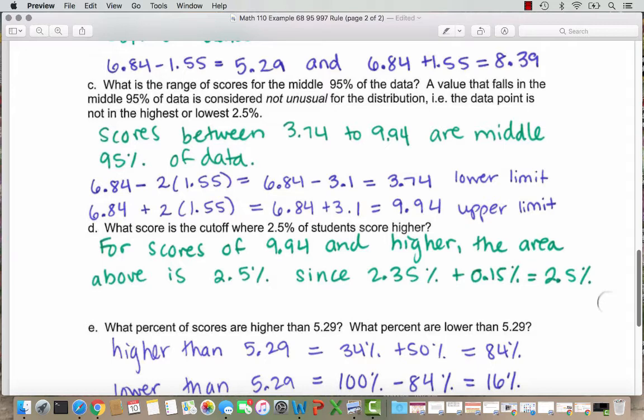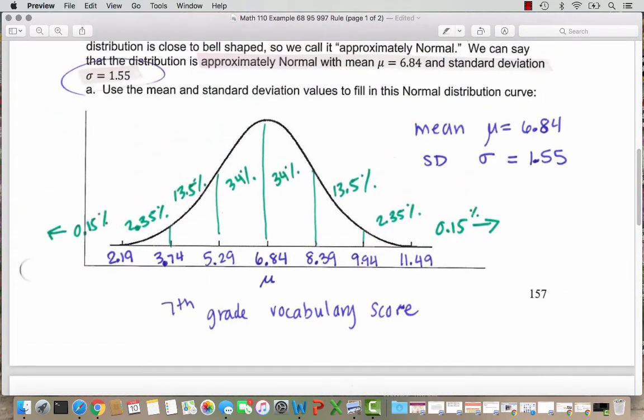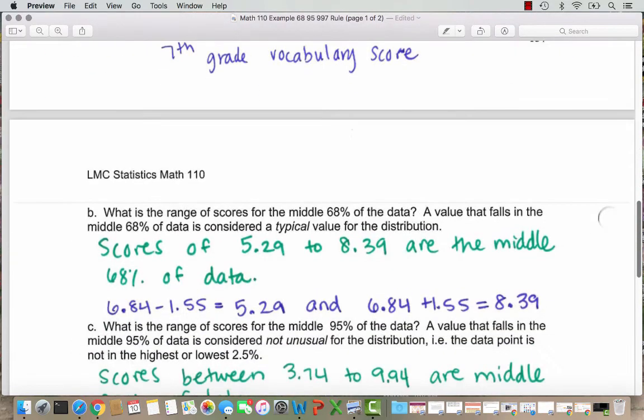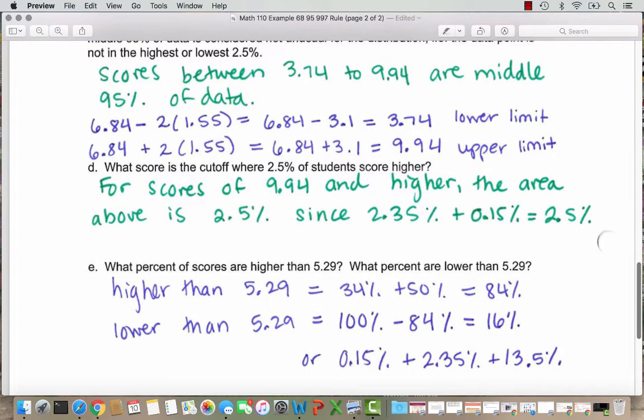Question D asks, what score is a cutoff where 2.5% of students score higher? So we come up to our distribution and we're looking on the upper side. So we want to see where's the upper 2.5%. I know the upper tail is 0.15%. So I'm going to keep adding my percent areas here until I get to the 2.5% higher point. So 0.15 plus 2.35% is 2.5%, and that corresponds with a vocabulary score of 9.94. We say here that for scores of 9.94 and higher, the area above is 2.5%, since 2.35% plus 0.15% equals that 2.5%.